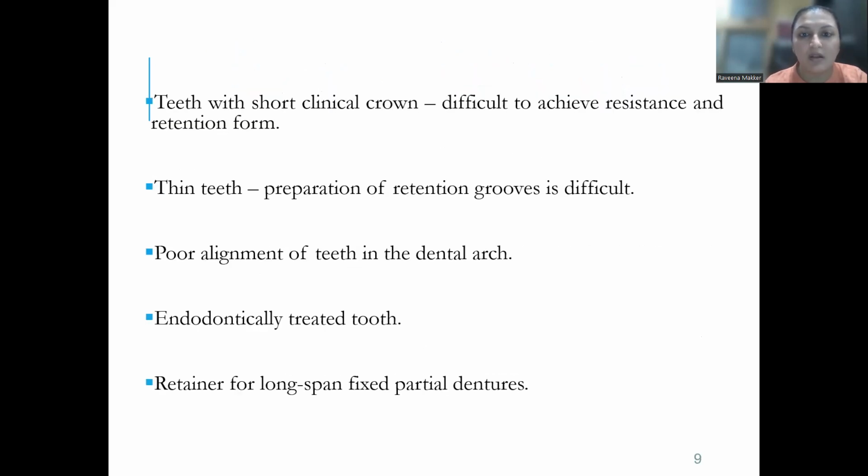Then teeth with a short clinical crown, as it is difficult to achieve resistance and retention form. Then thin teeth, as preparation of the retention grooves is difficult. And poor alignment of teeth in the dental arch. Endodontically treated teeth, and retainer for long span fixed partial dentures.